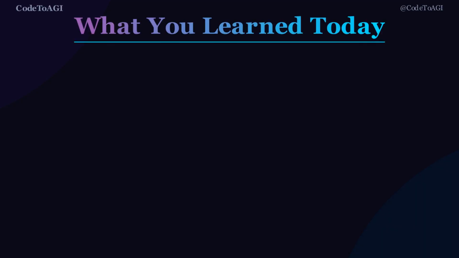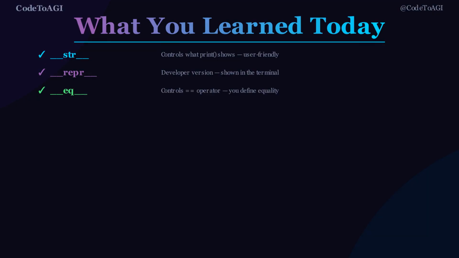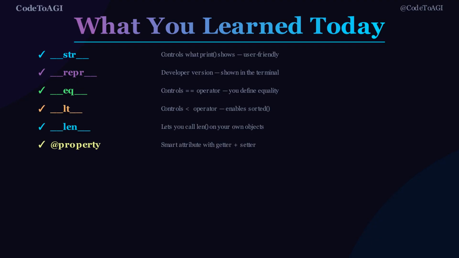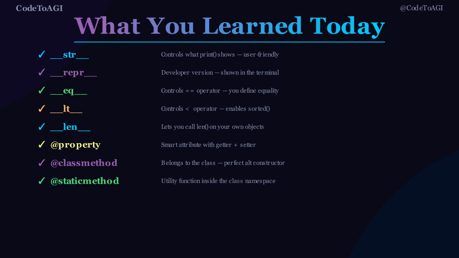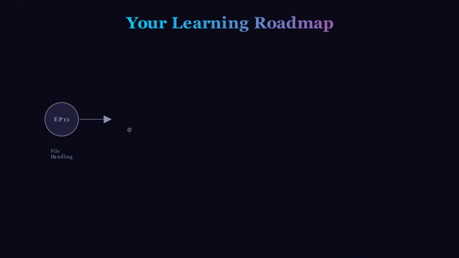Let's recap episode 15. __str__ controls what print shows for your object. __repr__ is the developer version shown in the terminal. __eq__ controls the double equals operator. __lt__ controls less than, enables sorting. __len__ lets you call len on your object.